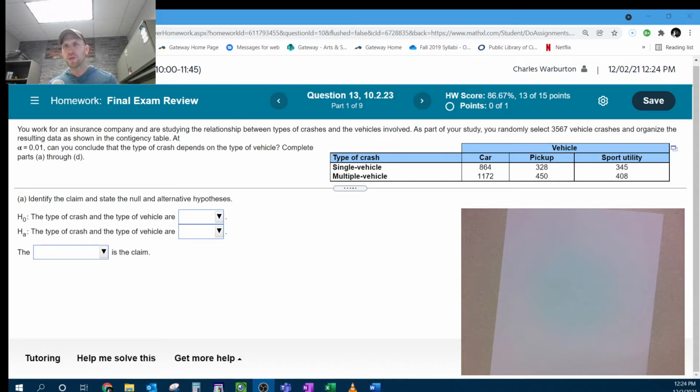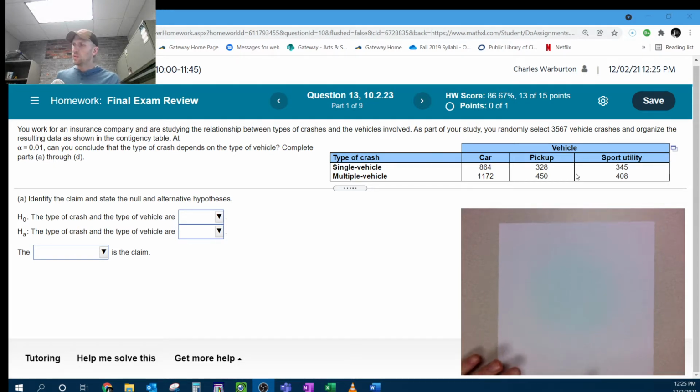Here we have problem 13 from our final exam review, and we're wanting to see if there's a relationship between two categorical variables. Our two categorical variables here are the type of crash, either single vehicle or multi-vehicle, and the type of vehicle: car, pickup, or SUV. Is there some sort of relationship between the two? In other words, is one independent of the other?